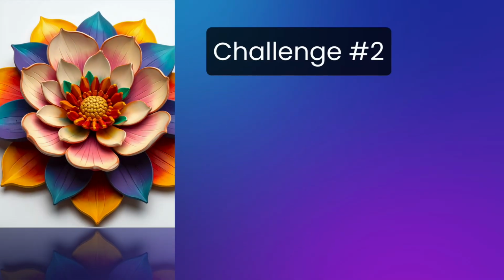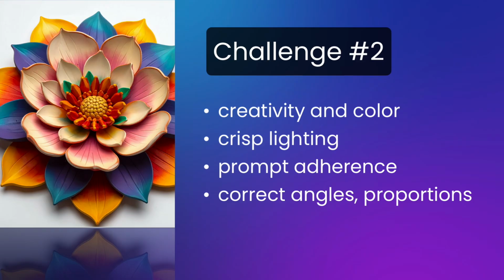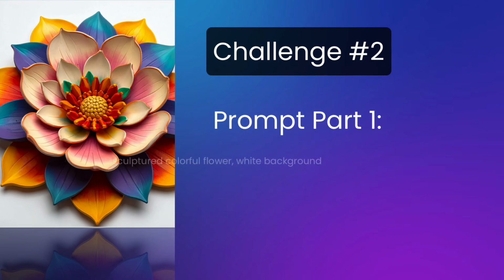For this challenge, we're letting the AI models out to play. We'll do this in 2 parts. For this, we want to get max creativity and color, crisp lighting, adherence to the prompt, correct camera angles, proportion, and subject consistency. Now for the first part, a sculptured colorful flower.